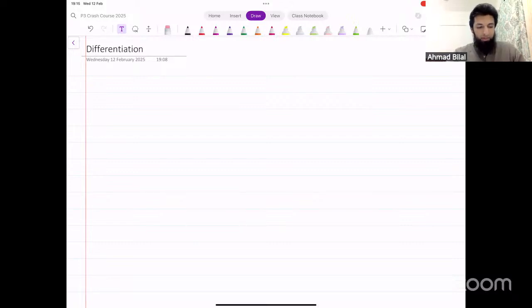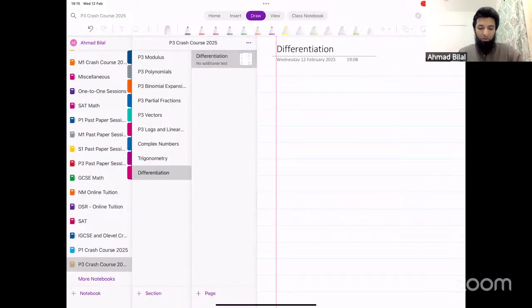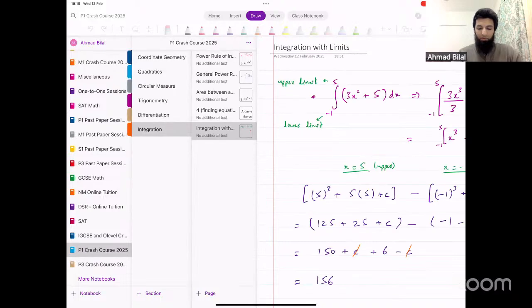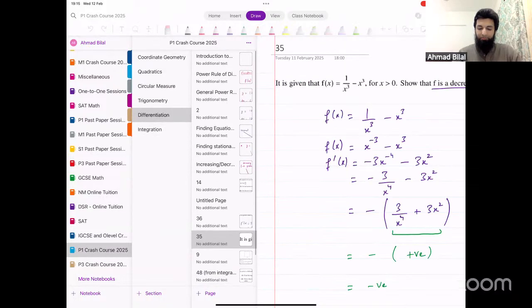Okay, so let's start with this. Now, again, as with all the other P3 topics, the understanding is that you need to know the P1 concepts corresponding to that topic, right? So P1 differentiation, all the concepts from P1, you need to know them as well. So what are those concepts?